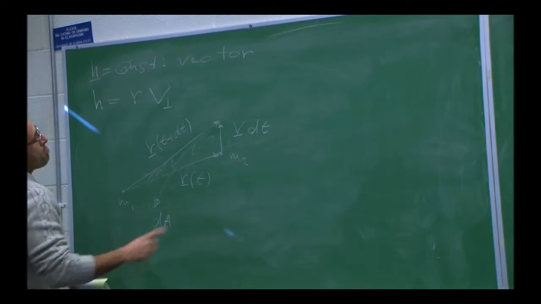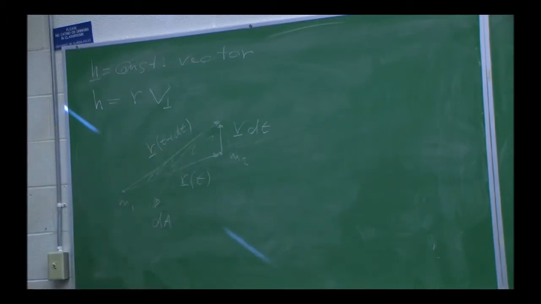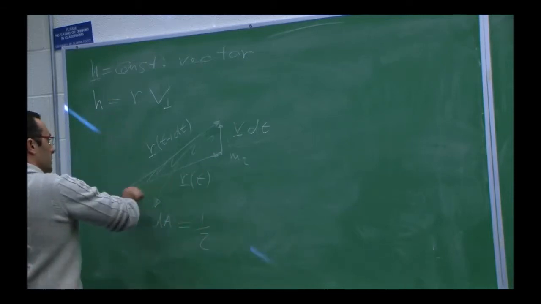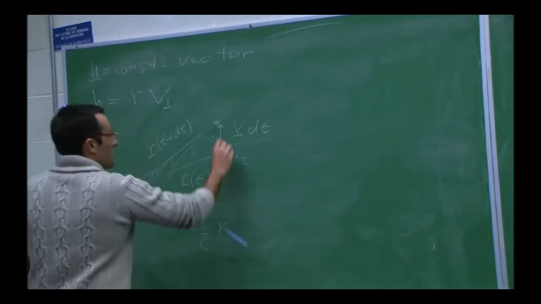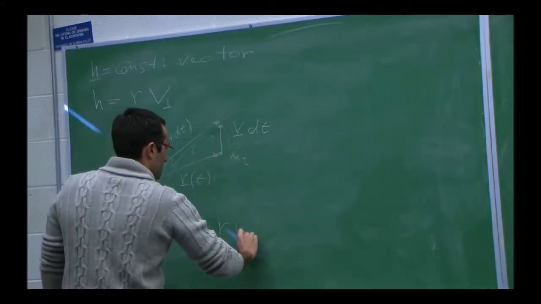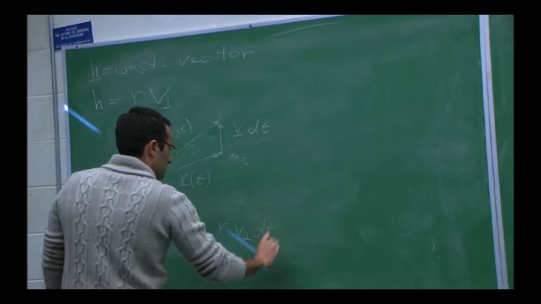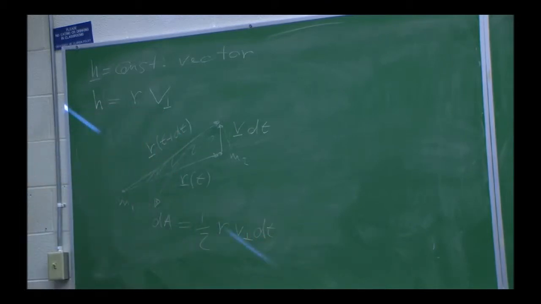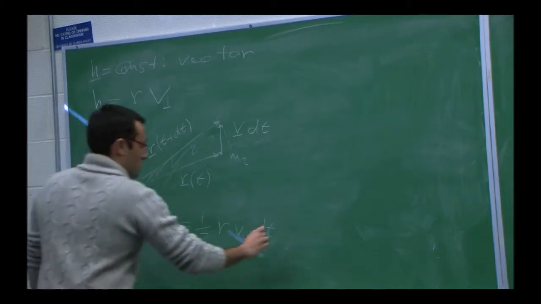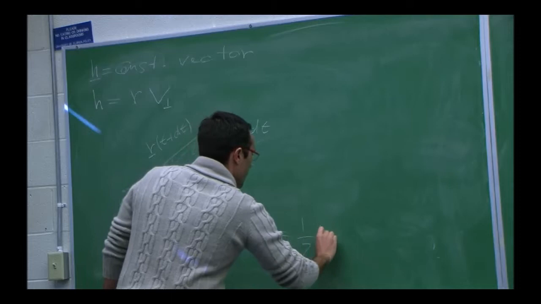Okay, how do you compute this area here? It's a triangle, right? What do you do? One over 2 base times height. Let's use this as the base, that would be r. What is this? It's v perpendicular dt, okay? Does it look familiar? This is h. So this is 1 over 2 h dt, norm of h.